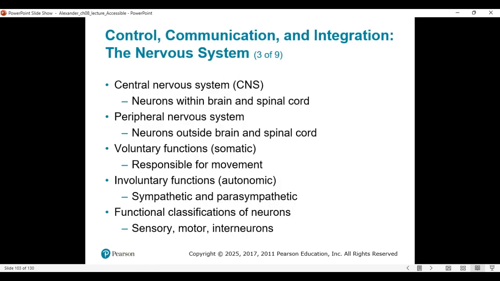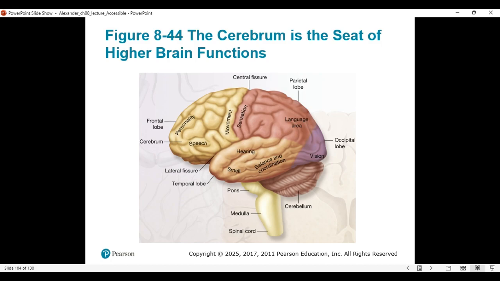Central nervous system, this is our brain and our spinal cord. And the peripheral is neurons outside of this. We have a somatic or a voluntary function. This is how we move. This is stuff we can control. Involuntary or autonomic, that we'll talk about and split into the sympathetic and the parasympathetic. The fight or flight or the rest and digest. Neurons are classified by their function. Are they sensory? Are they motor? Are they interneuron? Here's your brain and different parts of it and what's responsible for that.